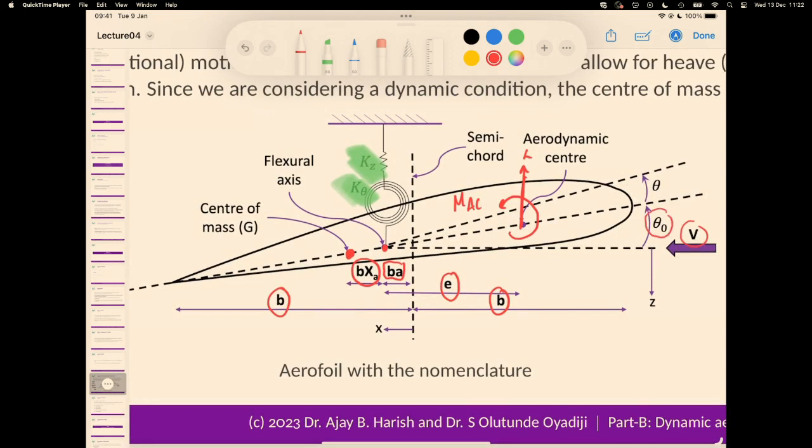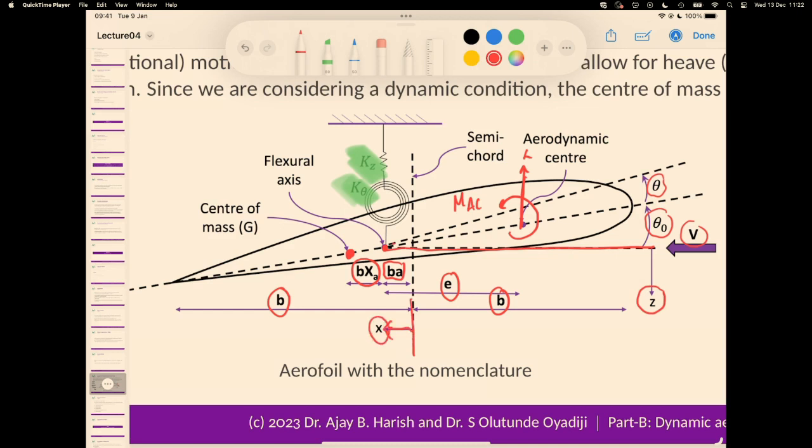And we are saying that the pitching is happening about theta. We already defined this thing. So we had initial angle of attack theta naught, and there was some pitching or a torsional motion. And we said arbitrarily that this is some angle theta. One last thing that we have, two things that we have added in now, not one but two, is the Z. So we are defining a coordinate, which is basically Z equal to 0 at the flexural axis, and X equal to 0 at the semi-chord.